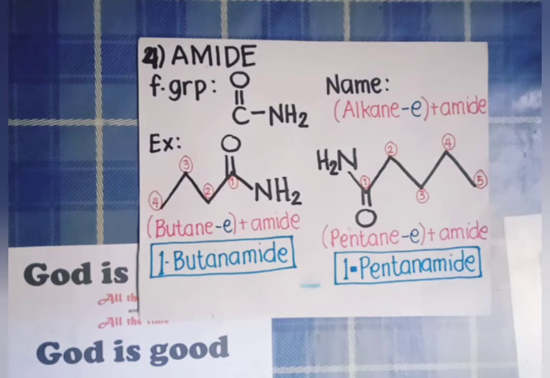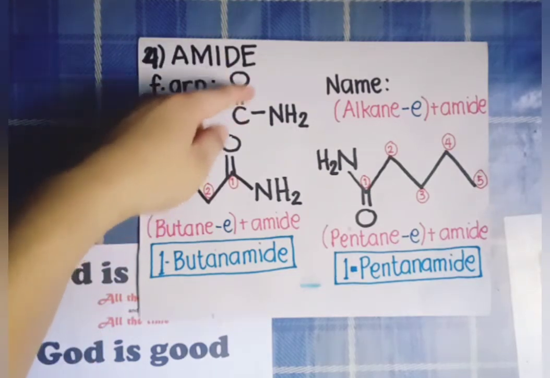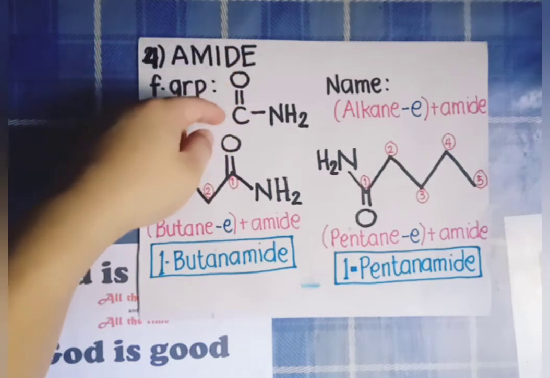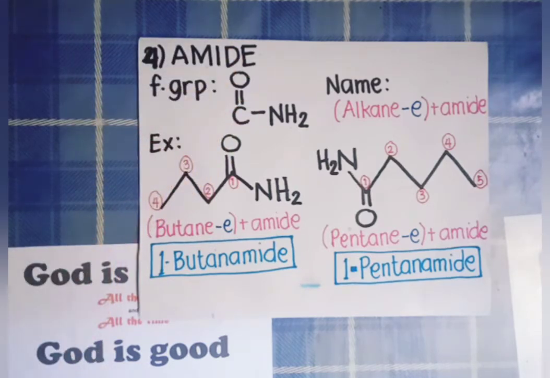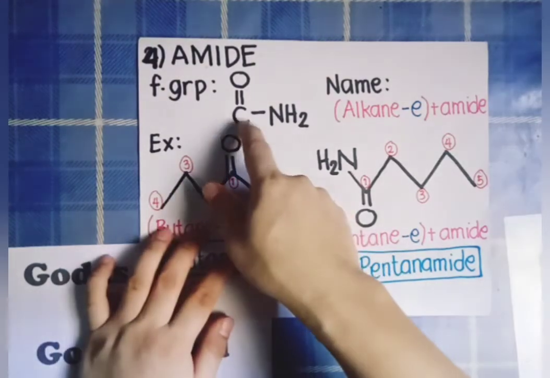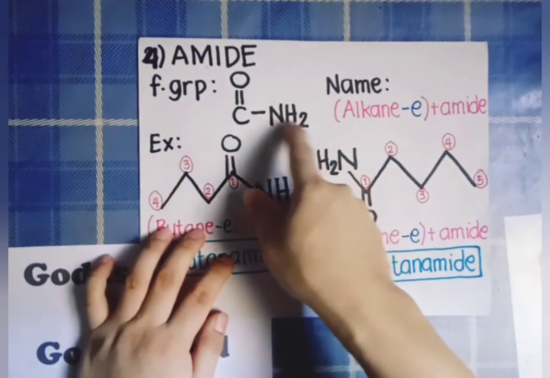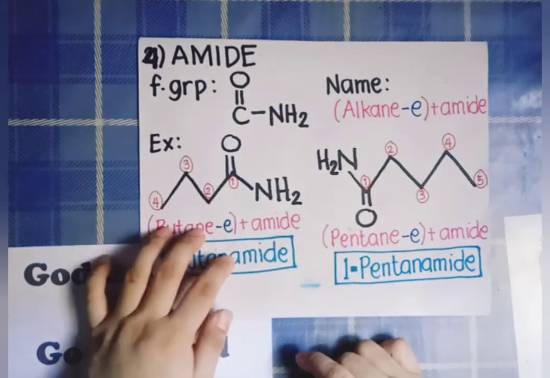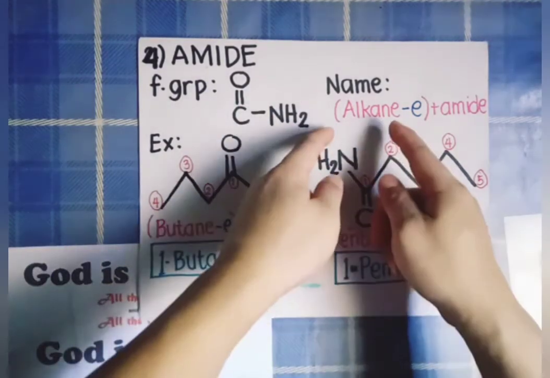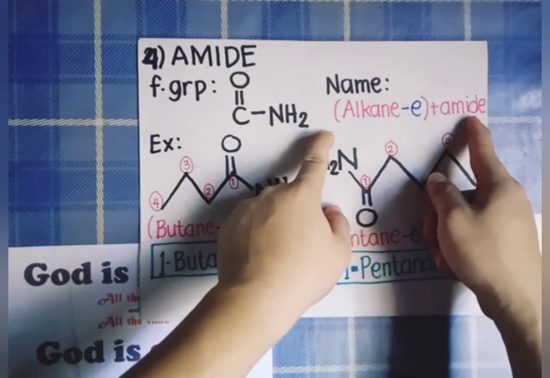Now, just like the aldehyde, the functional group of an amide is C double bond O, where this C double bond O can be found on the terminal side of the organic compound. However, the same carbon that bears the double bond O also bears an NH2 or amine group in an amide. The name of an amide follows the format alkane minus E plus amide.